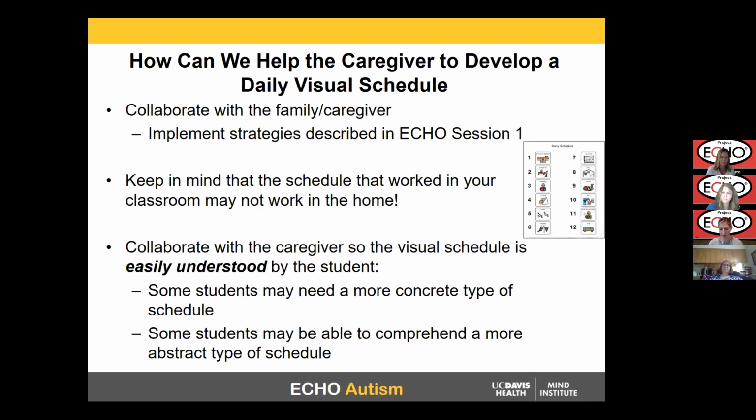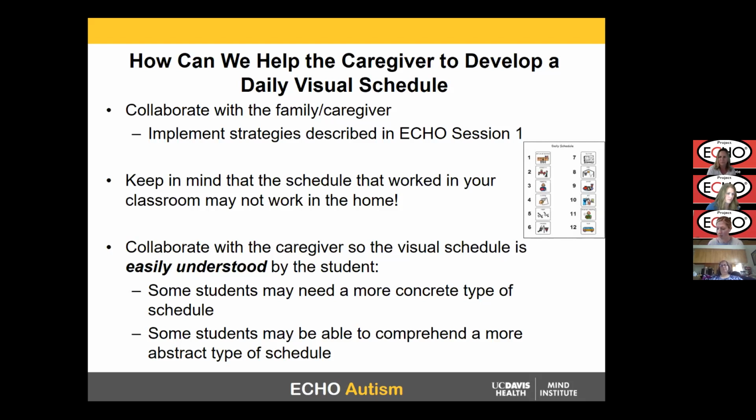So as an educator, you're going to collaborate with that family caregiver using all those amazing strategies Amber taught us last week. And we're going to keep in mind, and I think this is going to be the hardest for all of us, that you had this great schedule that was working super well in the school, but that may not work in the home. And so we have to be flexible as well to say, okay, that might have worked there, but I think we have a different context.